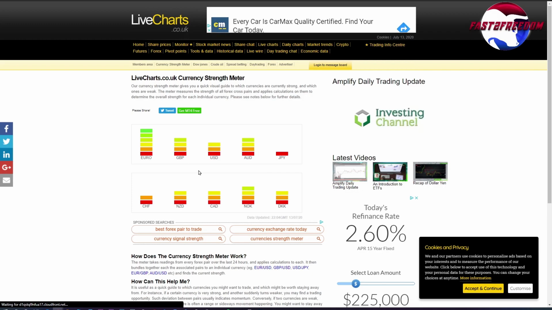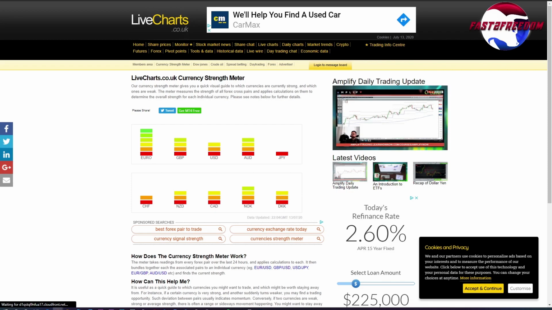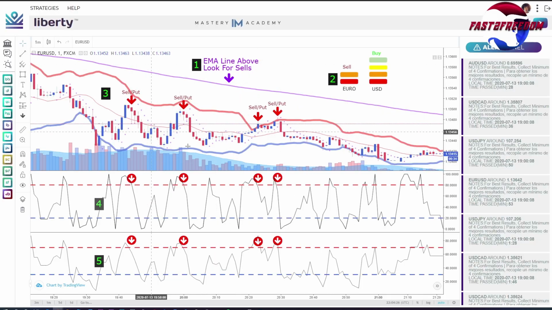All right. As of right now, euro is stronger than USD, but at the time that I put this together, the euro was weaker than the USD, and that's why it's going in a downward trend. You see the price overall going down instead of up. So because it's going down on the 1-minute chart, the euro was actually weaker than the US dollar. So we're going to be looking for sells.